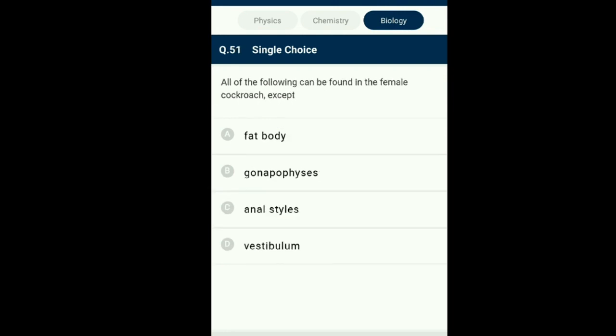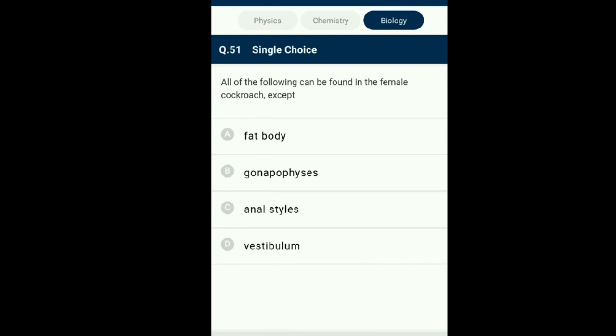Question number 51. All of the following can be found in the female cockroach except: the female cockroach differs from the male cockroach in many features. The body of the male cockroach is relatively smaller than the female cockroach. The antennae of the female are larger than those of the male. A boat-shaped abdomen is present in the female cockroach and its last segment is blunt. The wing size of the female cockroach is not as large as that of the males and extends up to the tip of the abdomen.